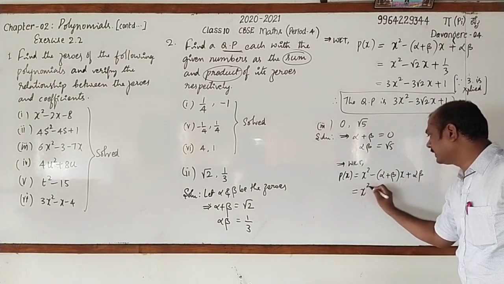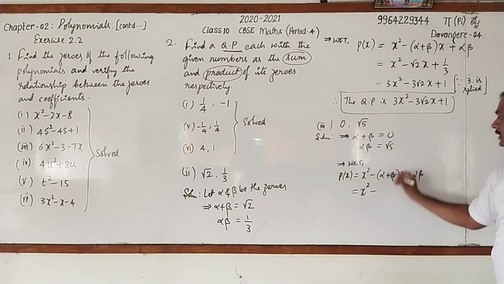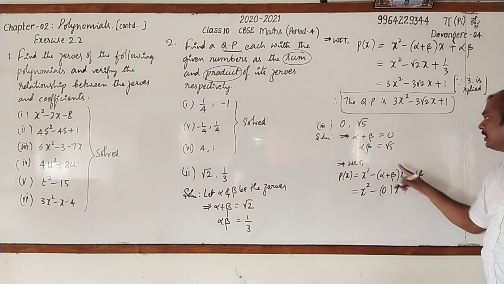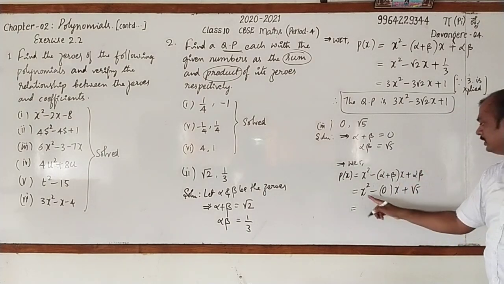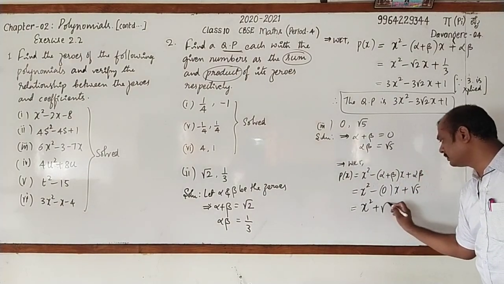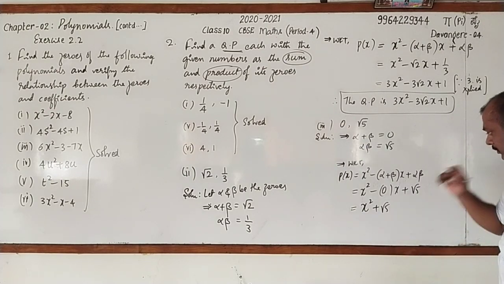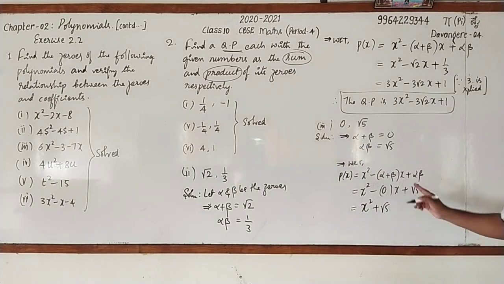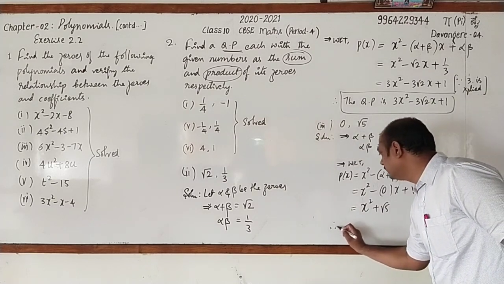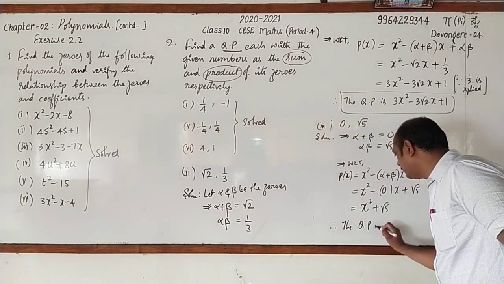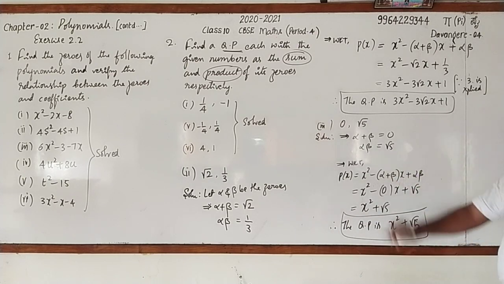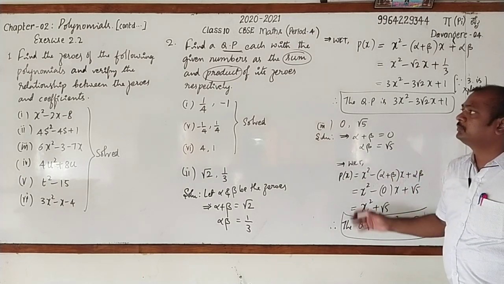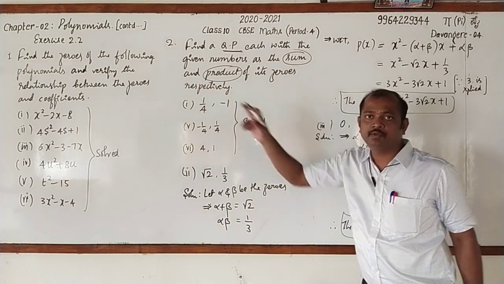Now it is equal to x square minus, what is alpha plus beta? 0. 0 into x. Alpha into beta, root 5. 0 into anything is 0. Hence x square plus root 5. So this is the required quadratic polynomial. Therefore, the quadratic polynomial is x square plus root 5. Clear? Yes. Please go for copying from there to here.